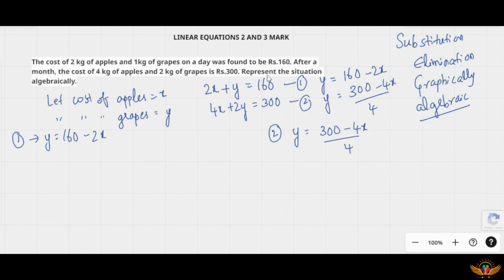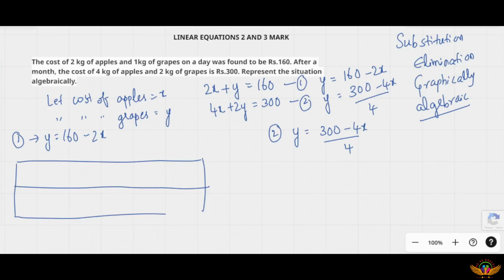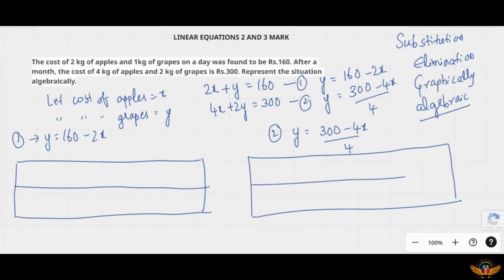Whatever they ask you in the question, related to that only you have to solve the problem. They are asking to represent the situation algebraically, so we are just drawing a table, guessing the numbers for x and y. It's your wish. Minimum you have to take 2 values of x. So x and y.